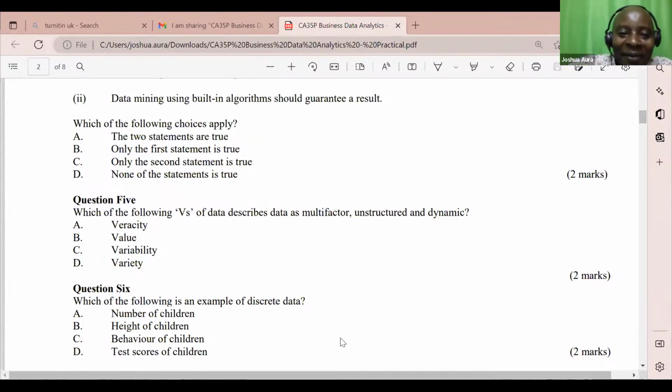Kuna variability au nasema C? Wasikudanganye. The correct answer here is D, variety.